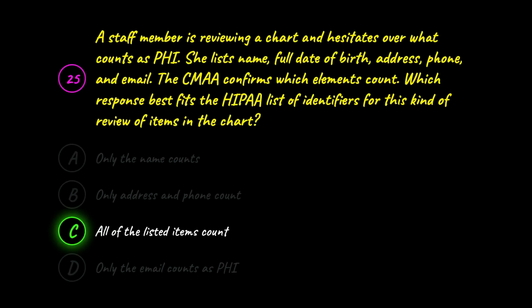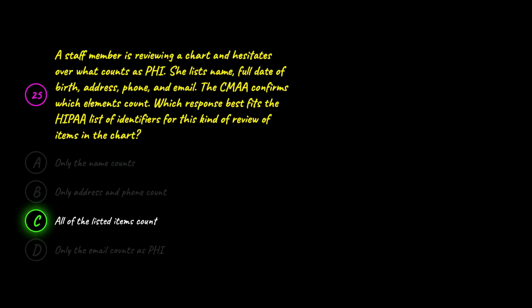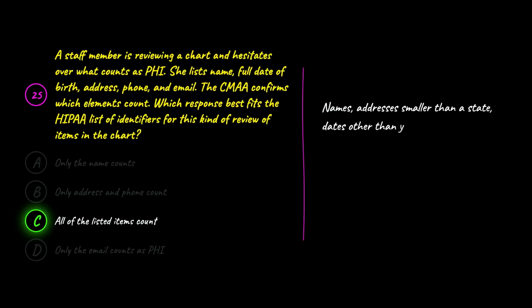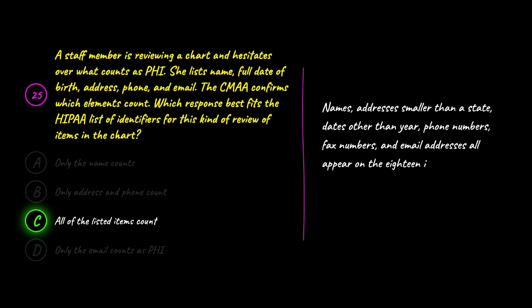The correct answer is C. All of the listed items count. C is correct because names, addresses smaller than a state, dates other than year, phone numbers, fax numbers, and email addresses all appear on the 18 identifiers, alongside SSNs, MRNs, account numbers, biometrics, photos, and unique codes.